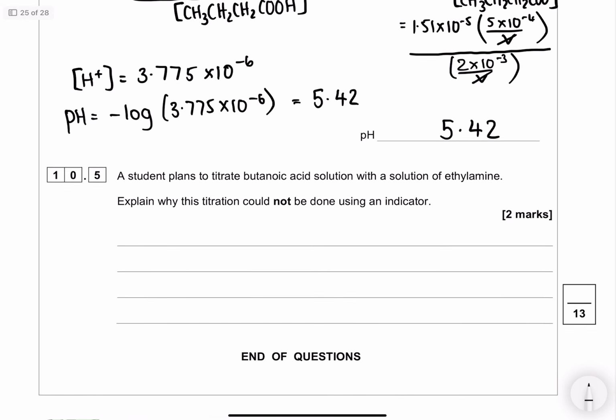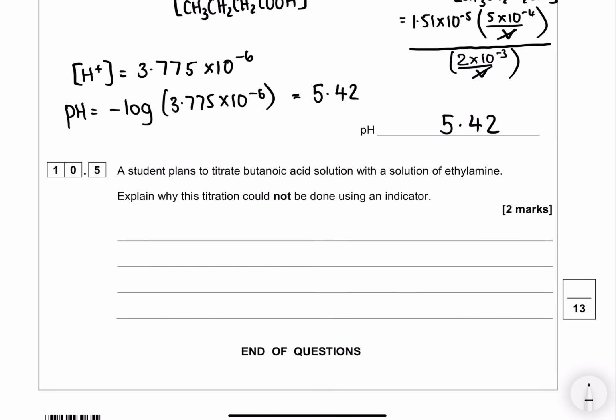Then the question says, a student plans to titrate butanoic acid with ethylamine. Explain why this titration could not be done using an indicator. Well, butanoic acid is a weak acid. Ethylamine is a weak base.